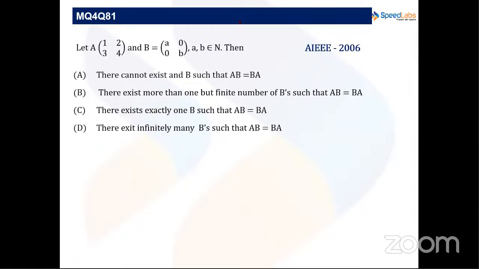Good evening, class. So today our topic is matrices. Starting with the first question. Our first question is: given that the A matrix and B matrix are given, and all the options are related to A, B, and BA. So first of all, we need to find AB.